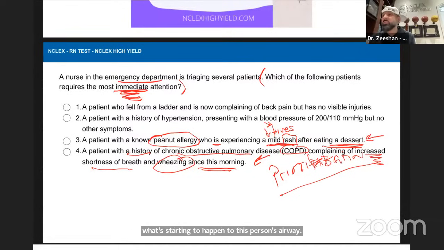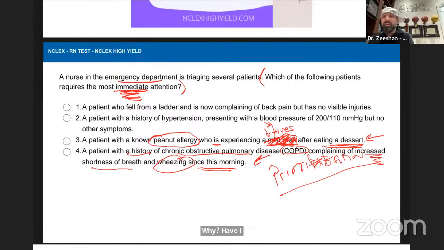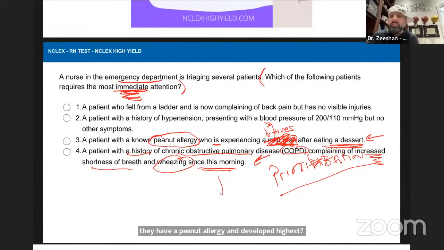It's exacerbation. Is exacerbation airway? Yes. Absolutely. Even to the extent, now let's take this one step further. Let's just say it did say hives. Am I going to choose hives right away over increased shortness of breath and wheezing? Probably not. Why? Have I indicated that their airway is compromised? Not yet. You see the difference here. Not anaphylactic yet. Could it turn into anaphylaxis? Yes. Does hives scare me? Yes. Is this person's airway compromised just because they have a peanut allergy and develop hives? Not yet. Is this person's airway compromised right now?